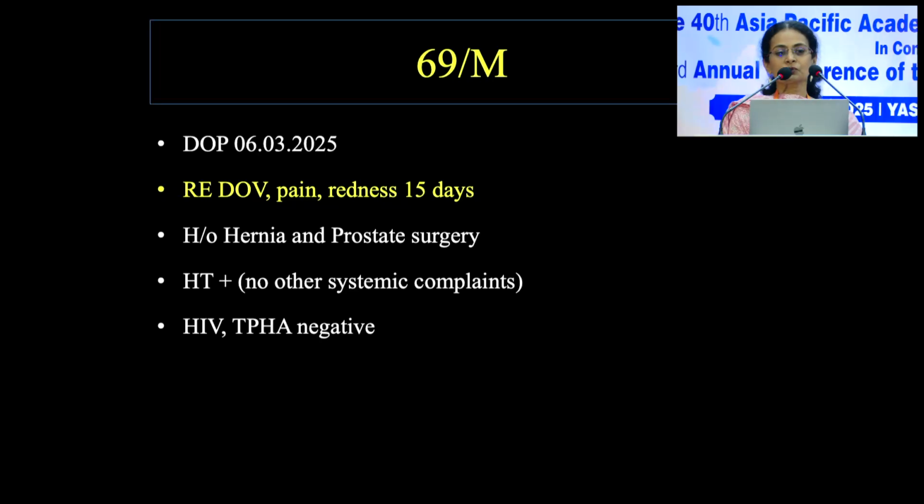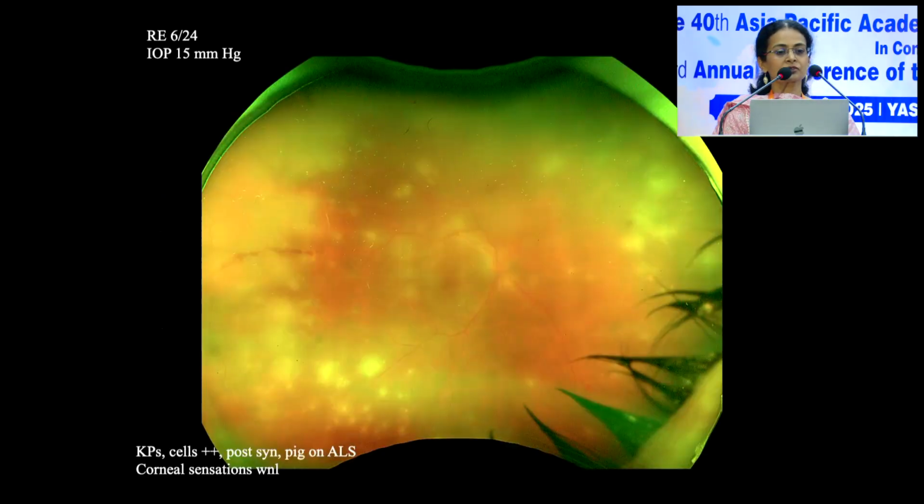Second case was a 69-year-old male. Just look at the age. So this is not the very typical age of presentation of viral retinitis. He presented in March this year with decreased vision in the right eye with pain and redness since 15 days. He gave history of hernia and prostate surgery. He was hypertensive, no other systemic complaints. His HIV and TPHA were negative. So this was the clinical picture.